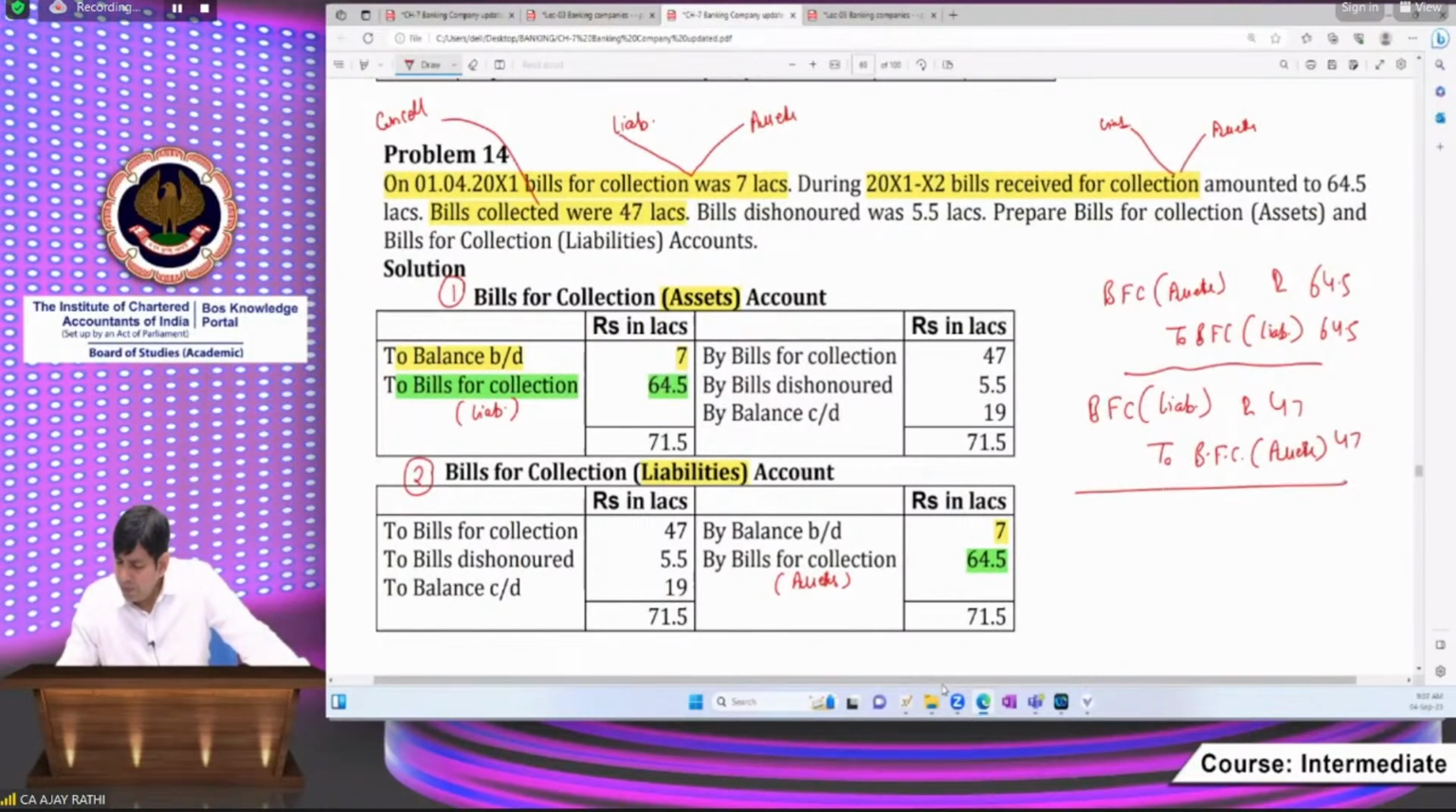Now what happened? Collection or reject or dishonor. So collection. Okay. Then we have to do one more entry, that is cash or bank account debit to customer. Okay. So easy it is.